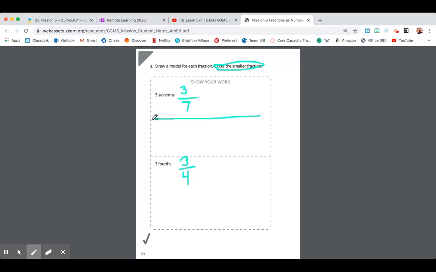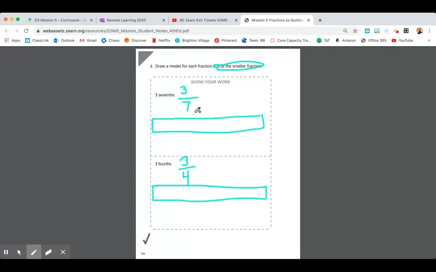So I'm going to draw my whole first. And I'm actually going to draw it for both models because I want it to be as close to equal as I possibly can because we're comparing equal wholes that have been split into different sized parts. Let me say that again. We're splitting equal sized wholes. So these wholes are being split into different sized parts. And that's what the fraction tells us, how many parts make up the whole.